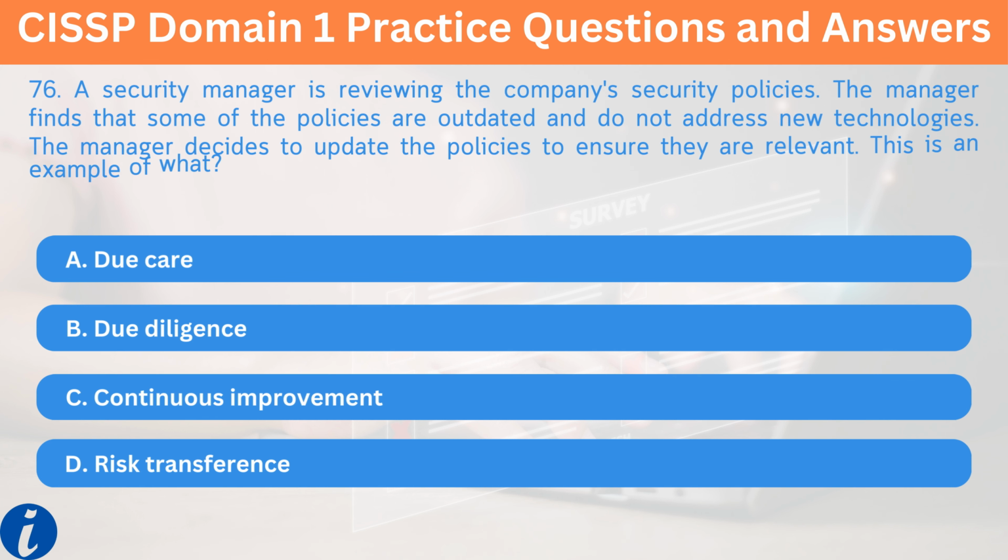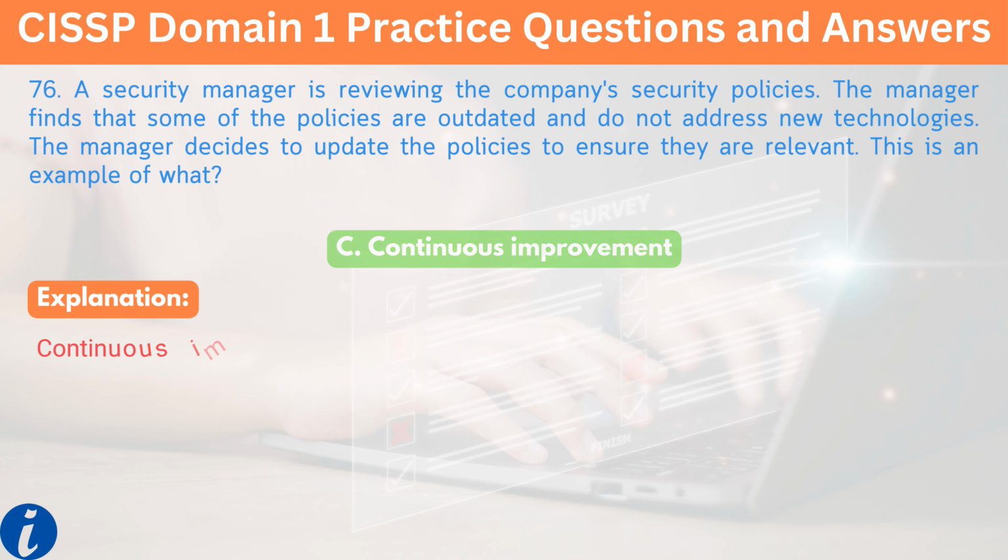76. A security manager is reviewing the company's security policies. The manager finds that some of the policies are outdated and do not address new technologies. The manager decides to update the policies to ensure they are relevant. This is an example of what? A. Due care. B. Due diligence. C. Continuous improvement. D. Risk transference. The correct answer is C.